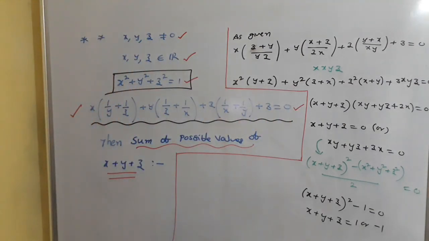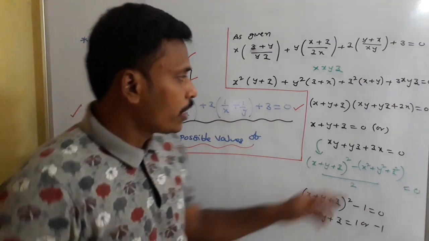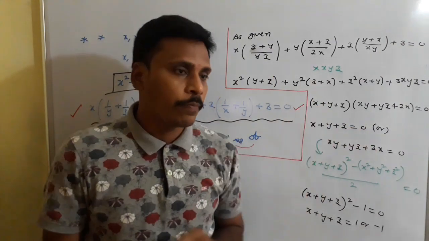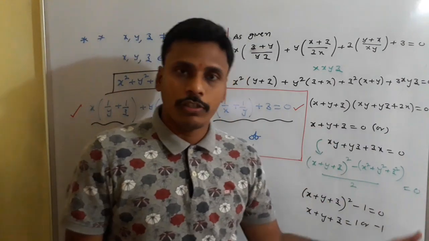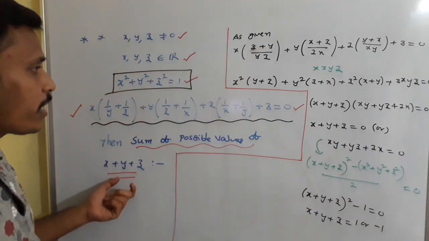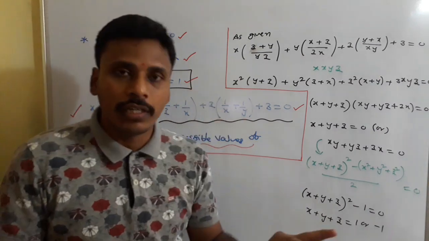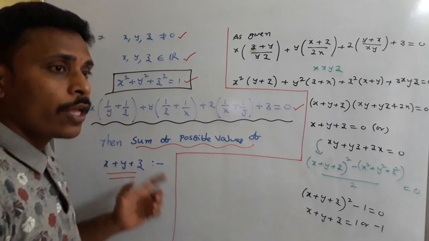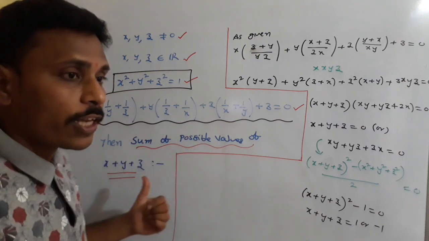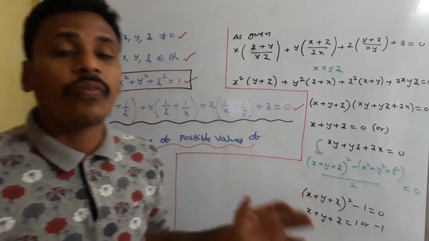Finally, what are the possible values for x plus y plus z? 0 is one possibility, 1 is the other possibility, and minus 1 is the third possibility. So x plus y plus z has 3 possibilities, and if you add those 3 numbers, the summation is 0. So the sum of possible values of x plus y plus z is 0, and that's your answer.